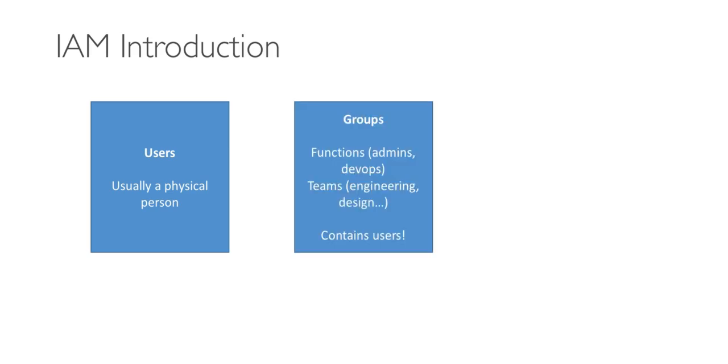Now, users can be grouped together. And group is whatever you want it to be. But usually it's by functions, for example, admin, DevOps, or by teams, such as engineering, design, or anything you want. Overall, groups, and you should know this, contain users. Okay, so this way you can apply permissions to groups, and users will inherit these permissions.